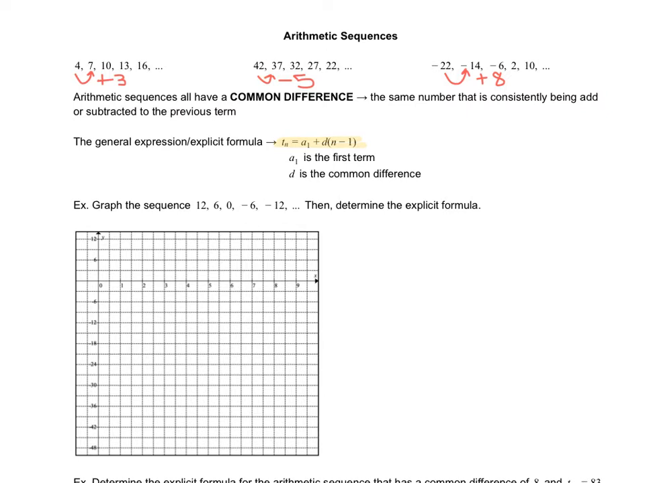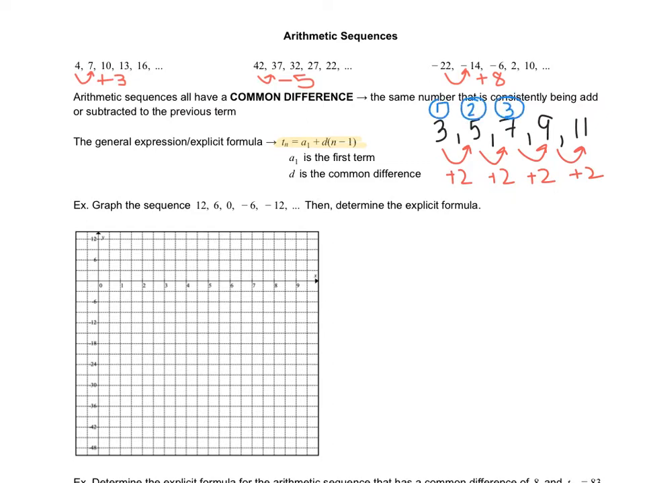Now I'm just going to show a little example here of where this formula is coming from. If I look at a simple sequence, 3, 5, 7, 9, 11, my first term is 3, and my common difference is 2. So I'm adding 2 each time. I'm going to write this for the visual, and I'm also going to write the position number. So 3 is the first term, 5 is the second term, 7 is the third, and then the fourth and fifth.